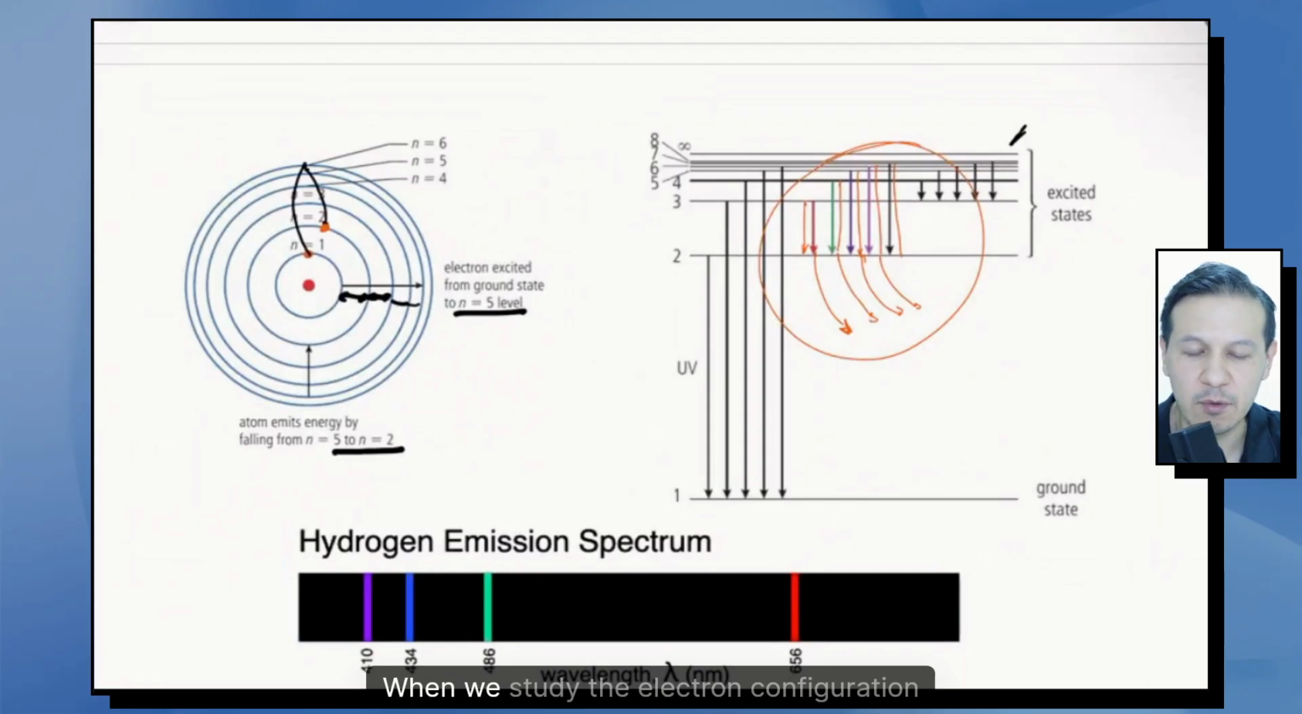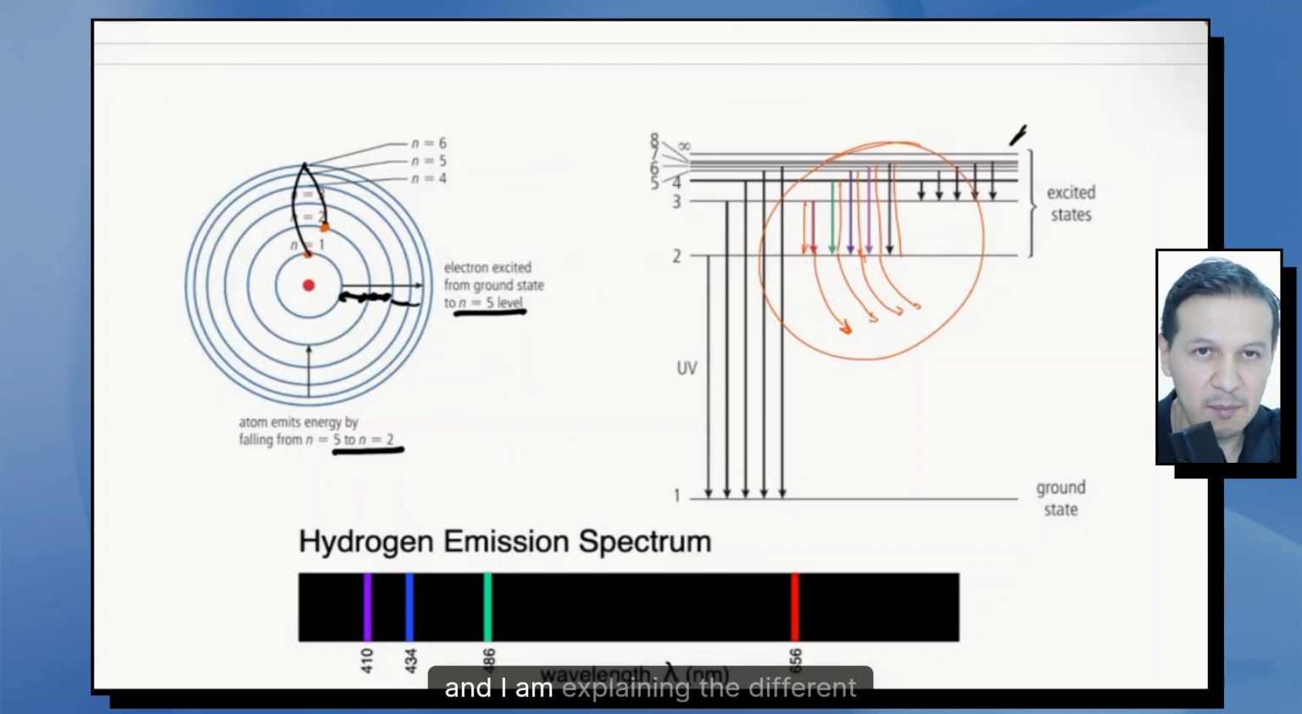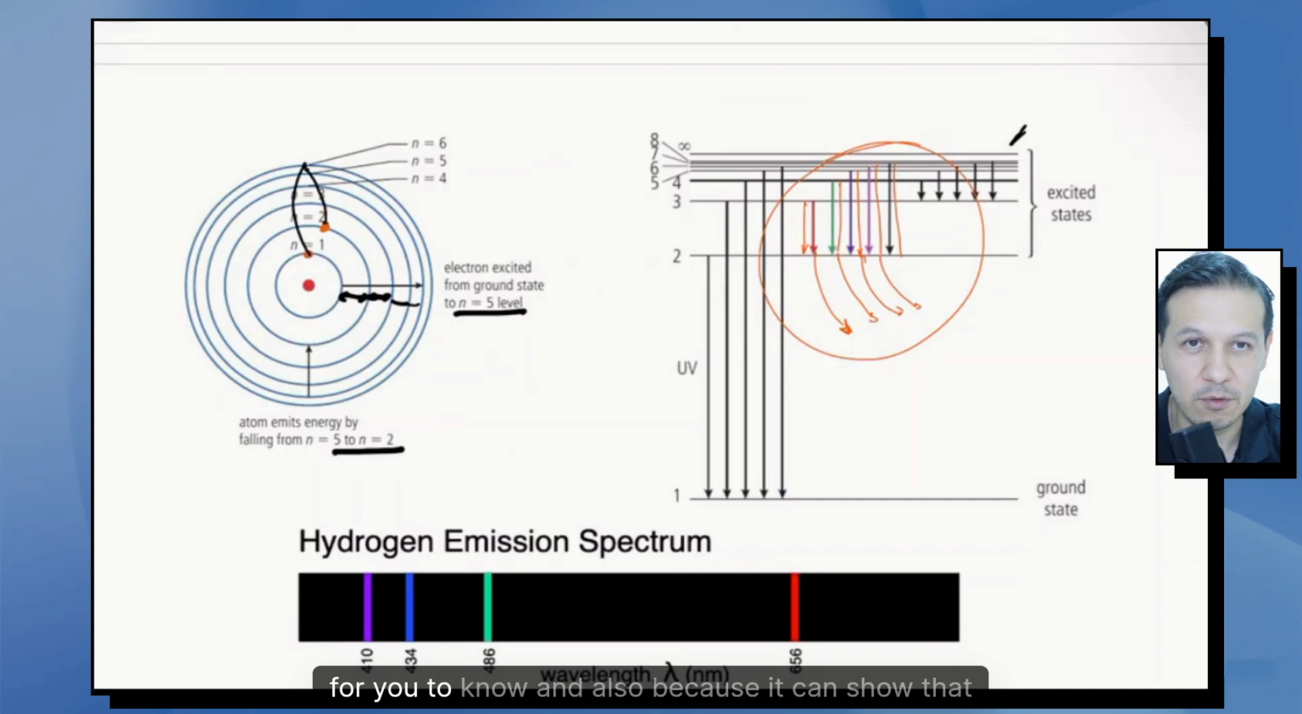When we study the electron configuration in the next part of the chapter, I will explain the different names of the different falls of different energies, such as Paschen and Balmer. There are different names for the different falls and different colors, which will be very important and very interesting for you to know, and also because it can show up in a paper.